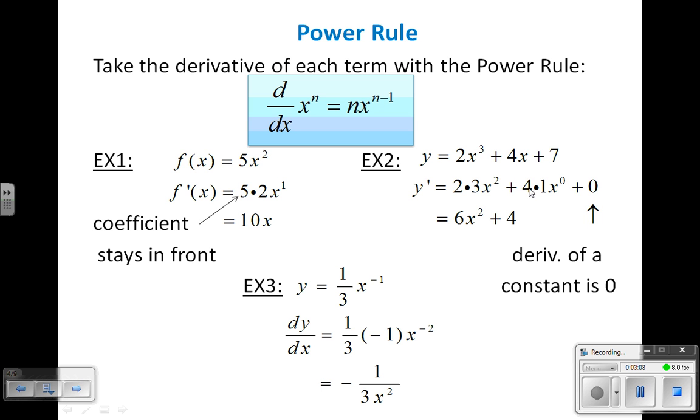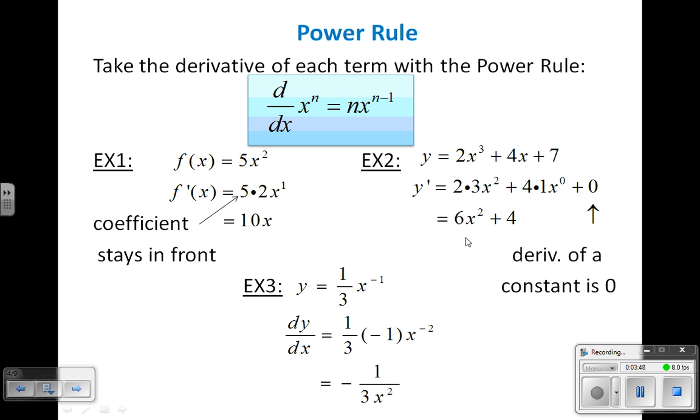The 4 stays in front, and this is really x to the first power, so you could think of bringing the 1 down, x to the 1 minus 1, so the power becomes a 0. Anything to the 0 is 1, so really this is just 4. You can memorize that whenever it's a coefficient times x to the first power, the derivative is just the coefficient, 4. Then I have a constant on the end, and the derivative of any constant is always 0. If there's no x there at all, you can't really do power rule because you don't have an x, so if it's just a constant, the derivative will be 0.